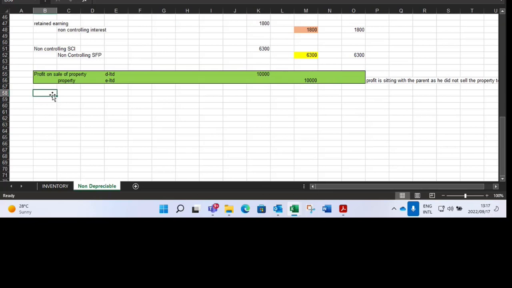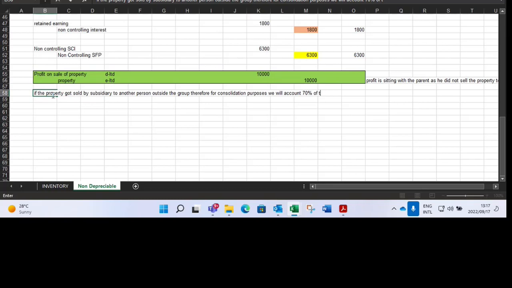So to add here, if the property got sold by the subsidiary to another person outside, it is important to mention outside the group, therefore for consolidation purposes, we will account 70% of that profit in our consolidation. Because remember, we subtract this.